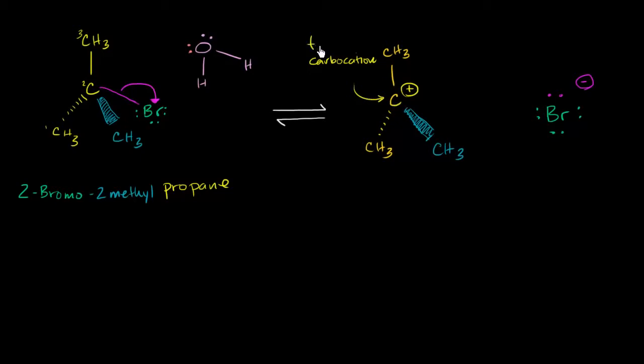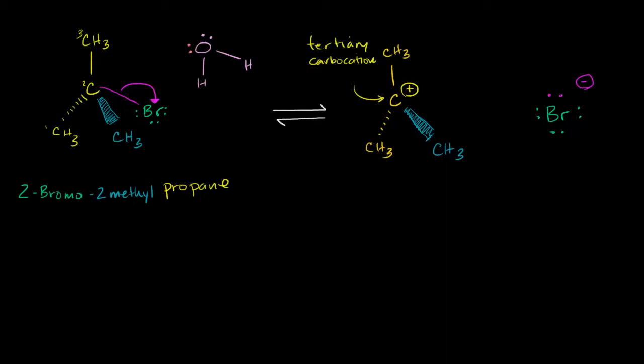So let me write this down. This is a tertiary carbocation. This carbon is connected to 3 other carbons. That's where the tertiary comes from. So once again, it can happen. I'm not saying that this reaction is just going to go super fast in that direction. That's why we did these equilibriums, these equilibrium arrows.